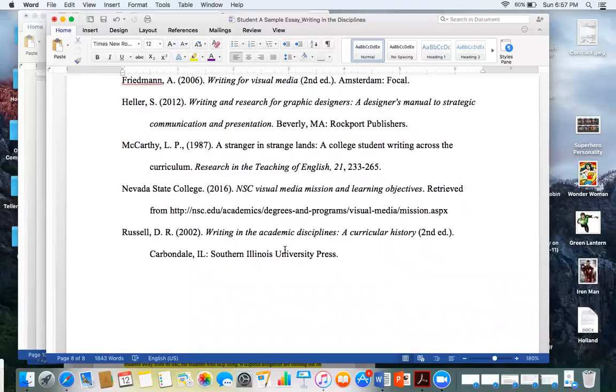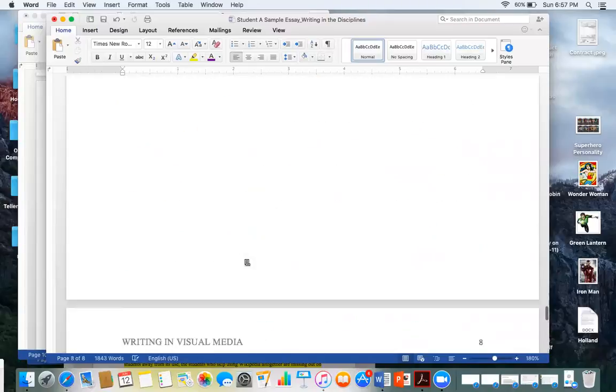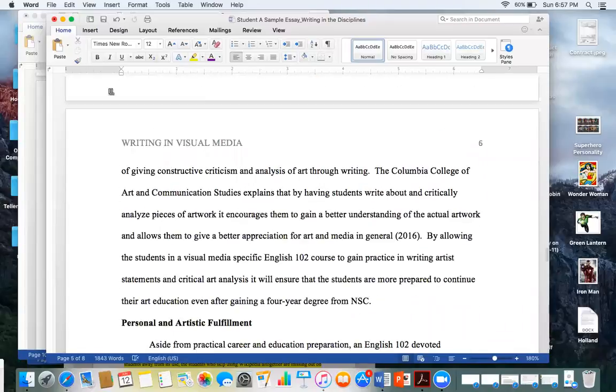And also, like I said, if you want to look at and see how these students collected their sources, you can absolutely do that. You can go look for those same sources, or you can just use them as ideas for how to collect more sources. So that is student A, okay?